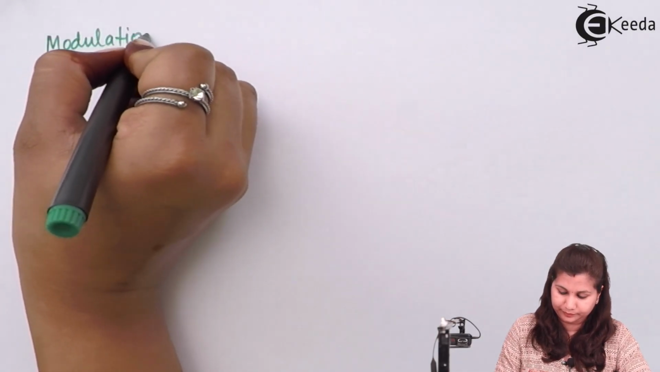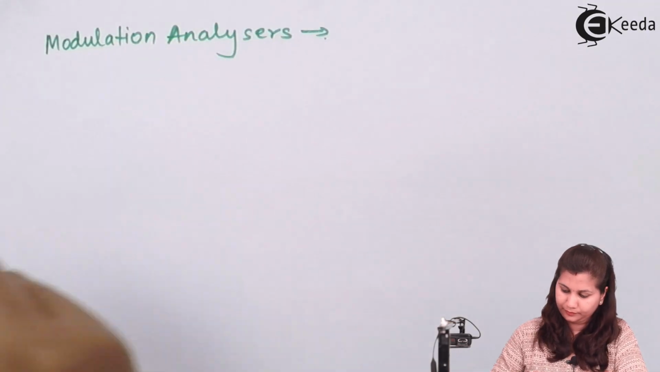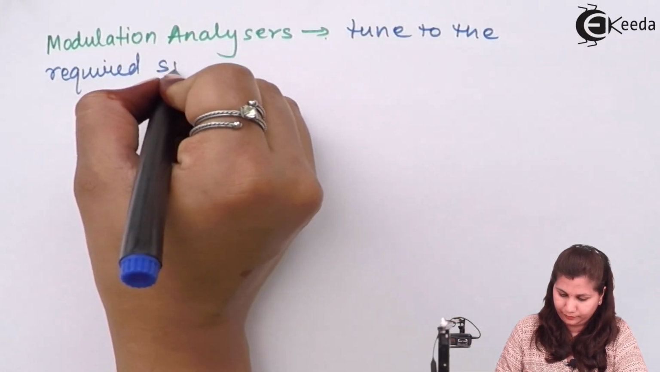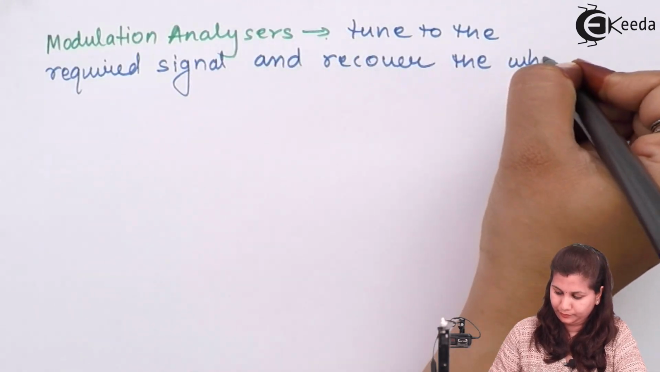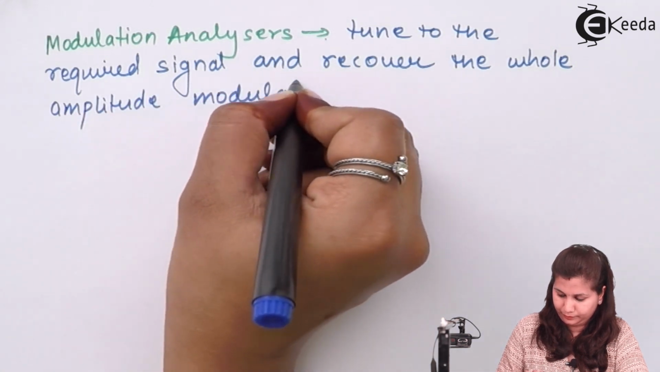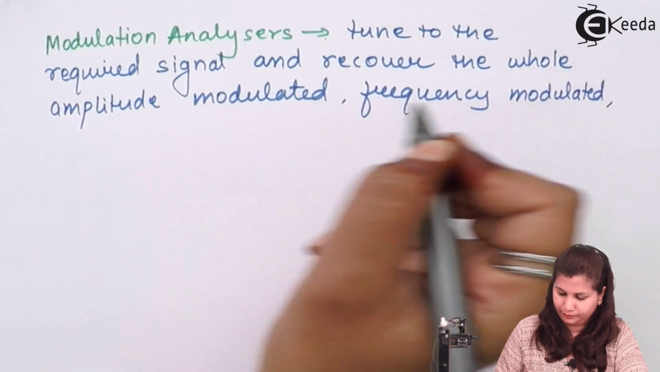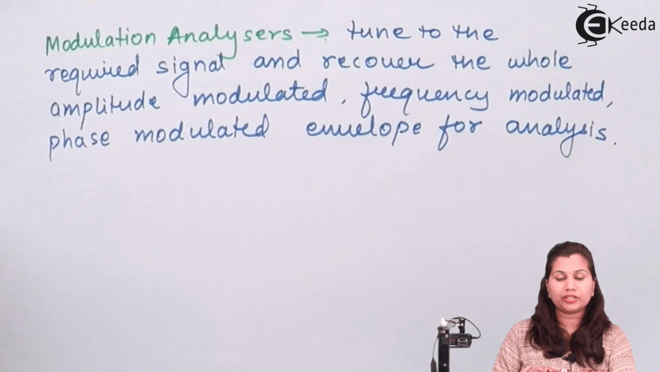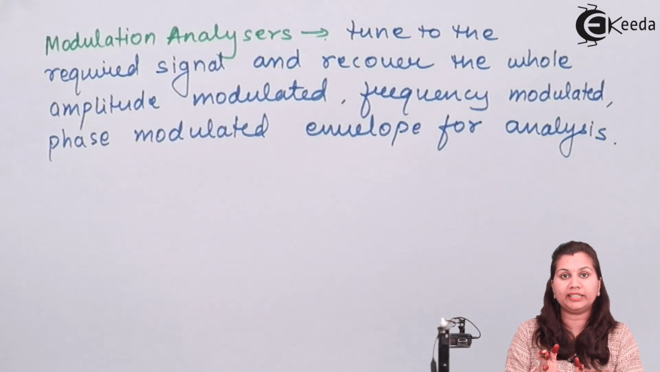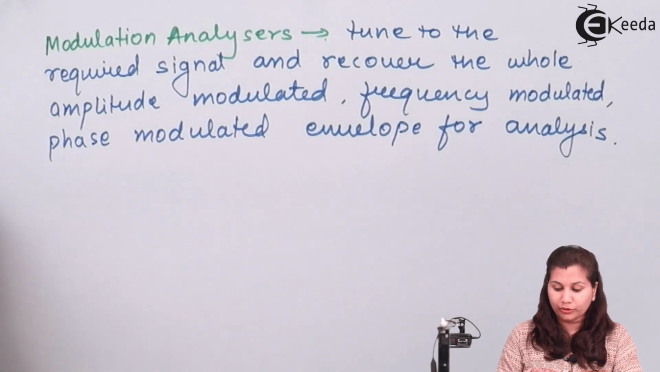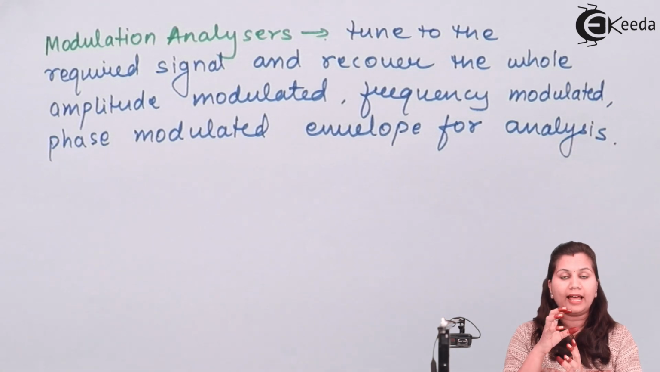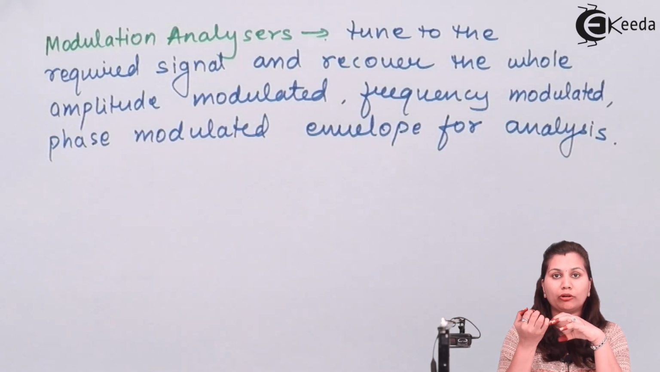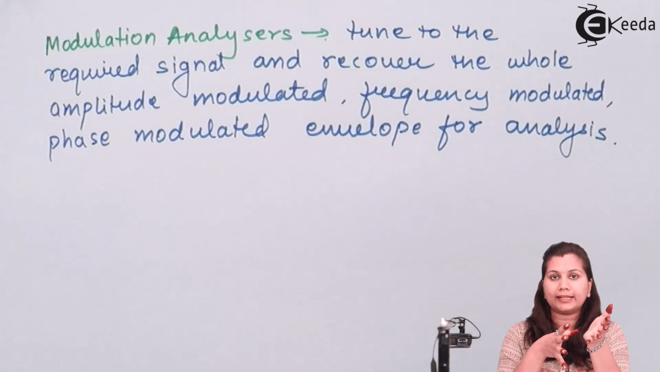Now the next type of analysis instrument is the modulation analyzer. Modulation analyzers are tuned to the required signal, and then they recover the whole amplitude modulated, frequency modulated and phase modulated envelope for the display and the analysis of the signal. So you can see that in the modulation analyzer, the signal and its modulated forms, amplitude modulated, frequency modulated and phase modulated forms, are also used for the analysis of the signal.